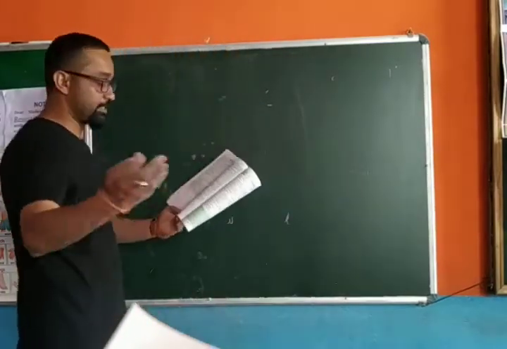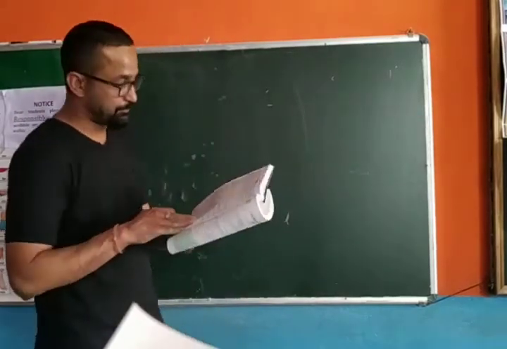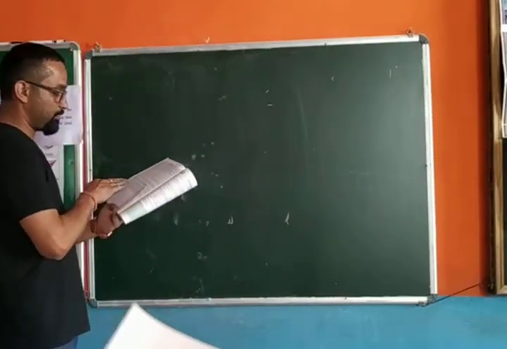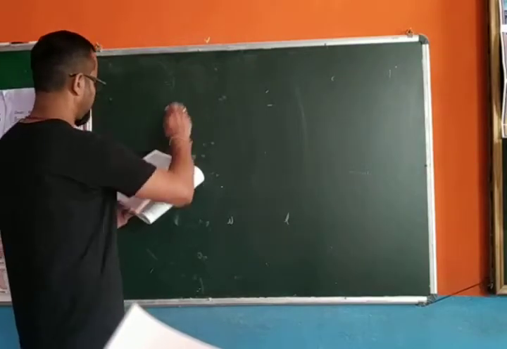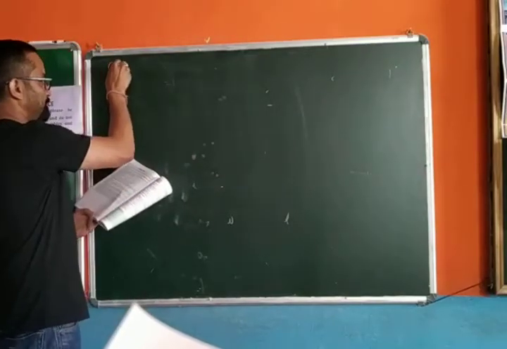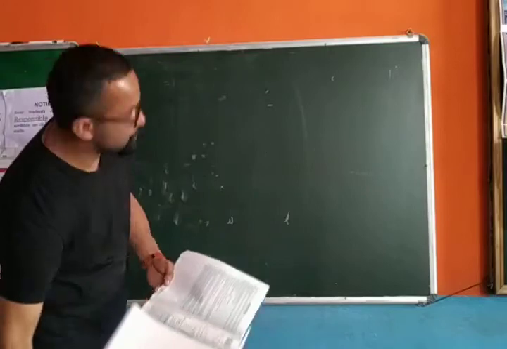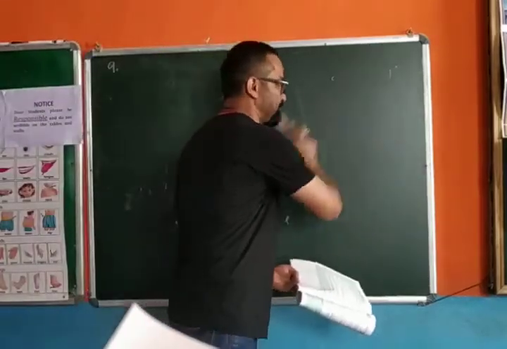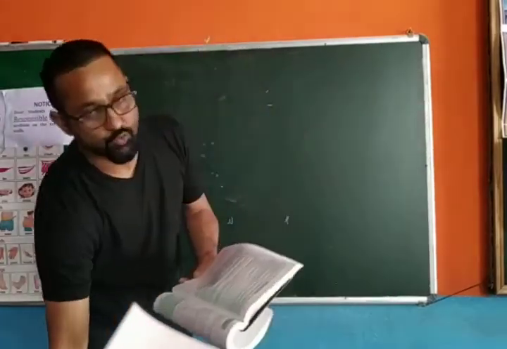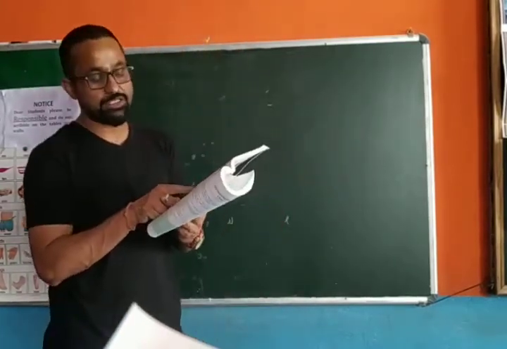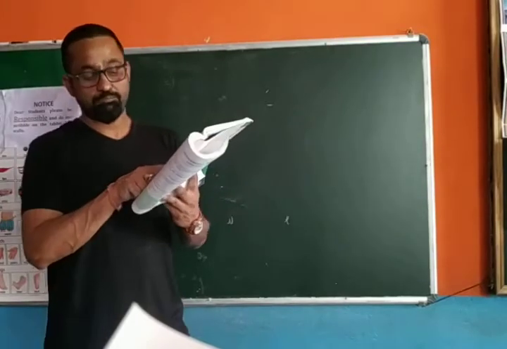Question number 7 is similar. Same question, you try yourself. Question number 9. The question says that a boy swims 200 meters in still water and then returns back to the point in a total of 10 minutes.